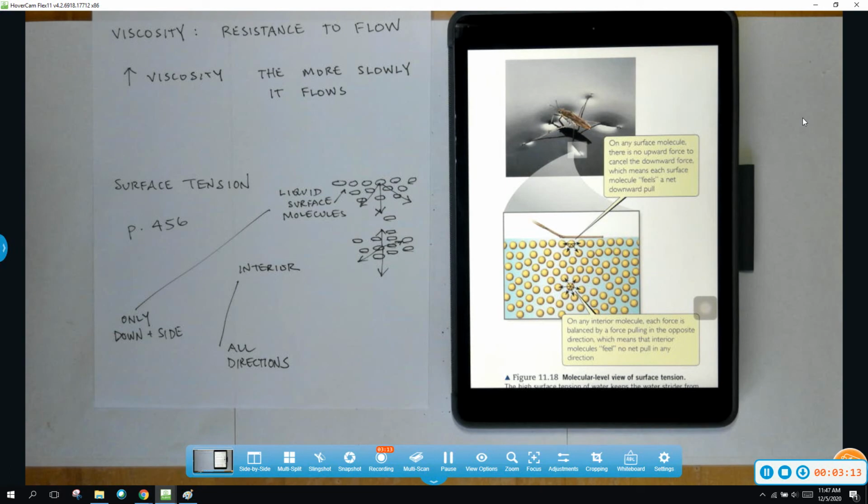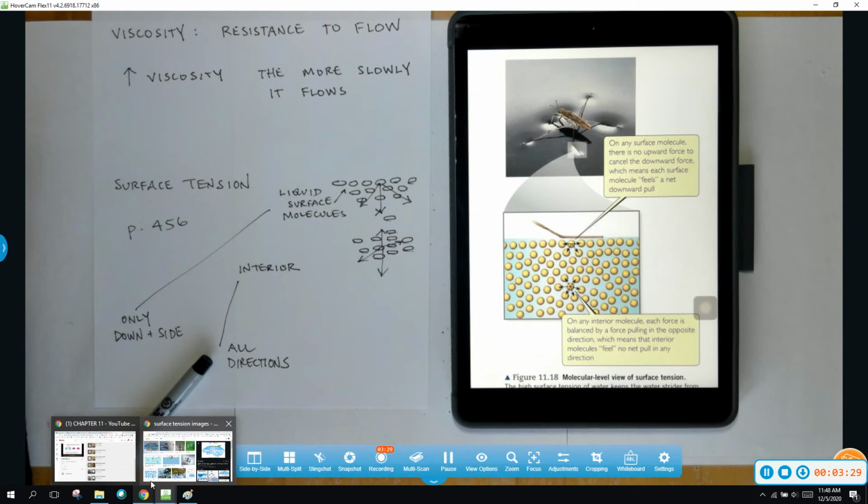More strongly bonded molecules form this surface tension on the top and then allow things to appear to float. Water is the perfect example of that. Versus the interior portion where it pulls in all directions. So let's take a look at an image of this.